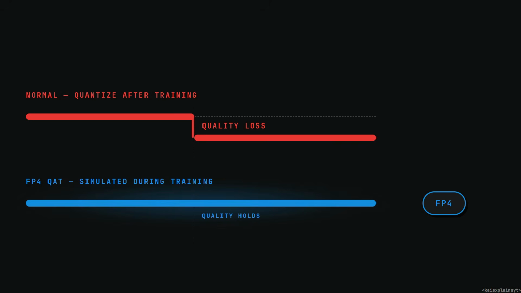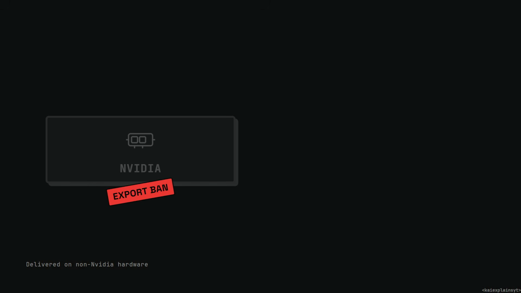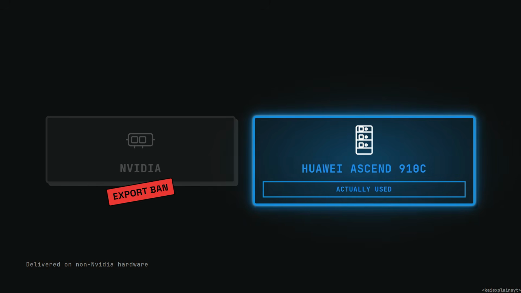This one is subtle and easy to skip past. Normally, quantizing a model after training costs you quality because the weights were never trained to handle low precision. DeepSeek simulated FP4 behavior during training instead, so the weights learned to survive at extremely low precision. In a massive sparse MoE model, a huge portion of serving cost is moving and computing expert weights, so shrinking those to FP4 while keeping quality does an enormous amount of work on the final serving cost.